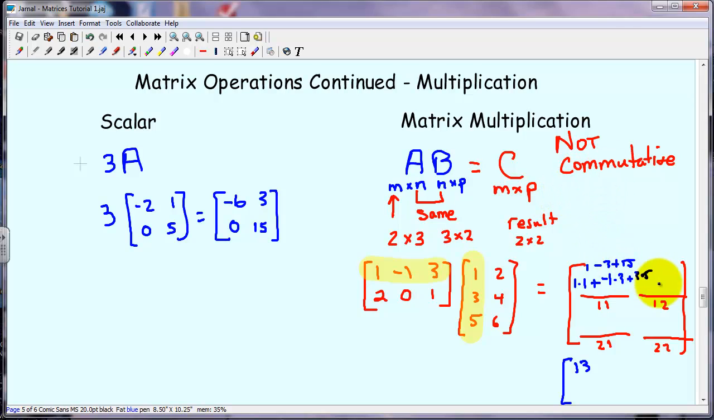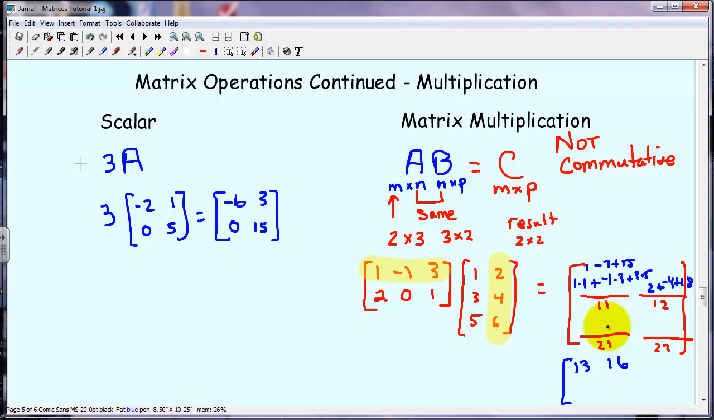Now let's move over and do here. So we're still using our first row, but now we are multiplying it times the second column. So we're going to go this way and this way. So now we're doing 1 times 2 is 2. Negative 1 times 4 is negative 4. And 3 times 6 is 18. So we've got here negative 2 plus 18 is 16.